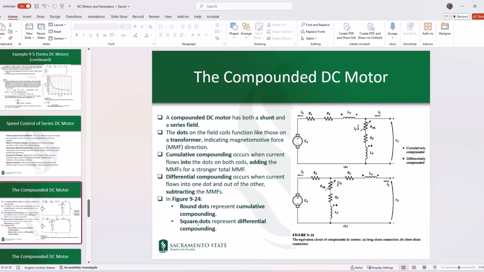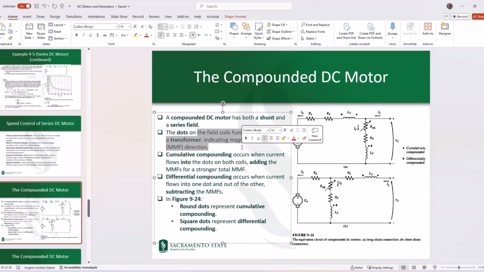Now, in terms of how the series and shunt fields would help each other out or would be subtracting their effect, we call two types of machines the cumulatively compounded and differentially compounded. So how is this shown? It's shown through the dots here on the field coils, just like a transformer. So when we talked about transformers, we had the dot convention.